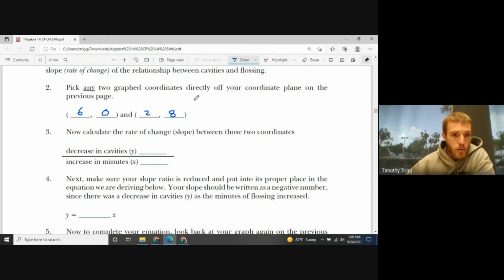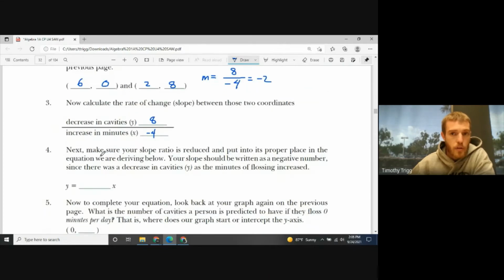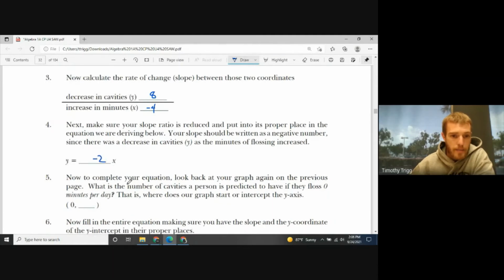So the rise would be 8 in that case, because 8 minus 0 is 8. And then the run, it went from 6 to 2. So that's down 4, or negative 4. So the rise over run, the rise is 8, and the run is negative 4. So 8 divided by negative 4, that's negative 2. So our equation is y equals negative 2x.